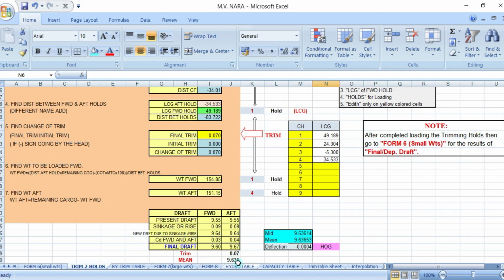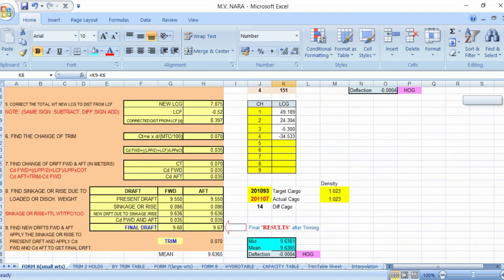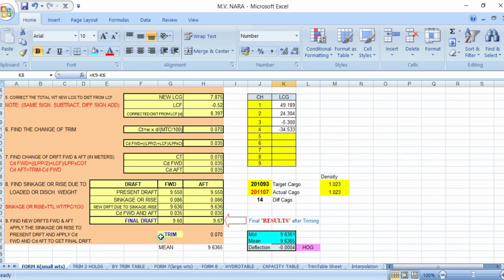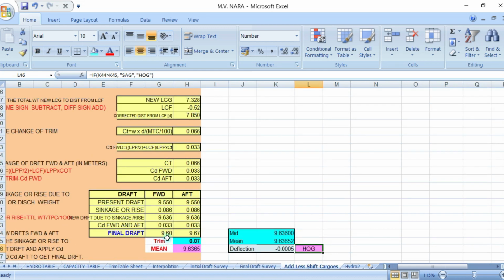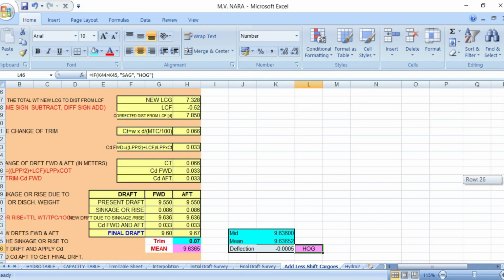You still have a mean of 9.636 and zero deflection. And here your draft forward will be 9.60, aft will be 9.67. You have a trim of 0.07. Your mean is 9.636 and zero deflection. It will be the same with this one. Forward draft will be 9.60 and aft 9.67, a trim of 0.07.